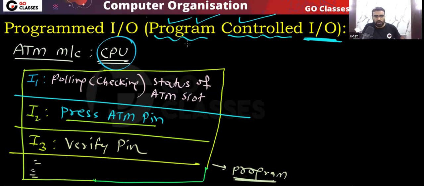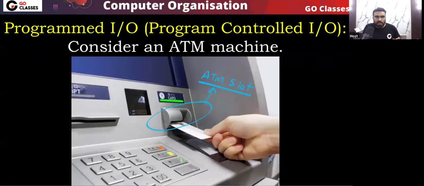So that's it, this is the complete idea. I hope you understood. Remember, in this program controlled IO, everything is controlled by the program which is executed by the CPU. Is this clear?